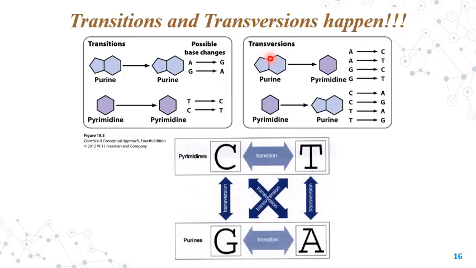Now, instead of a purine shifting to another purine, if you have a purine that shifts with a pyrimidine, you call that a transversion mutation. And the same thing the other way around: if you have a pyrimidine shifting with a purine, you call that transversion. If you have one pyrimidine that shifts with another pyrimidine, you call that transition. So if it is the same type of base, you call it transition. If it is a different type of base, you call it transversion.